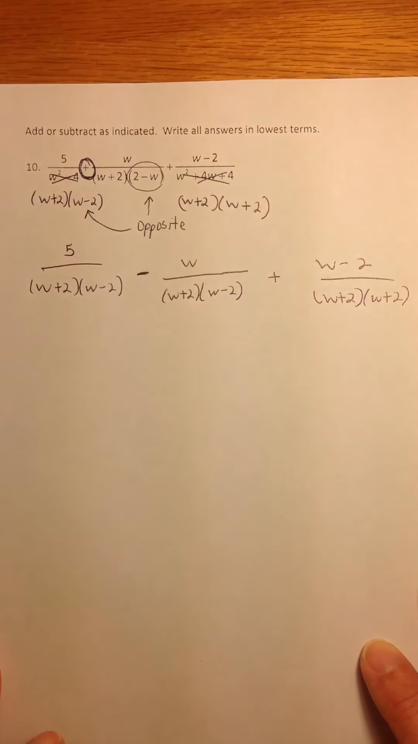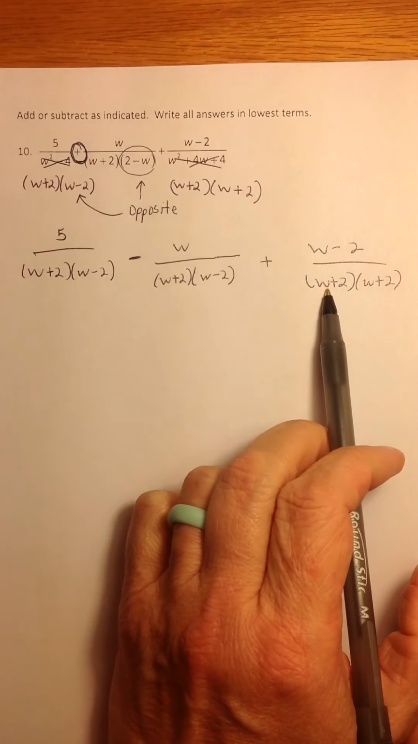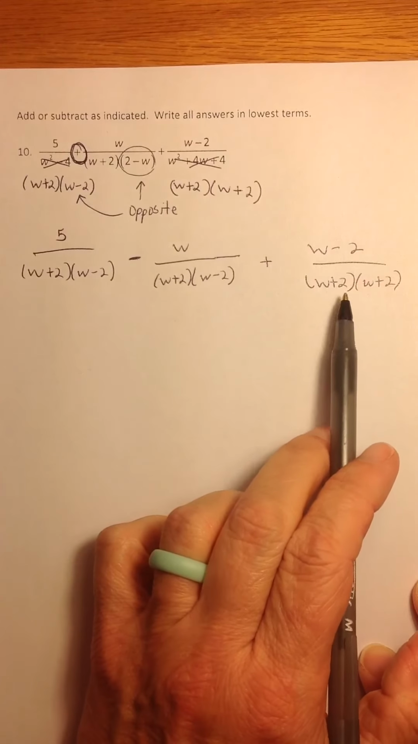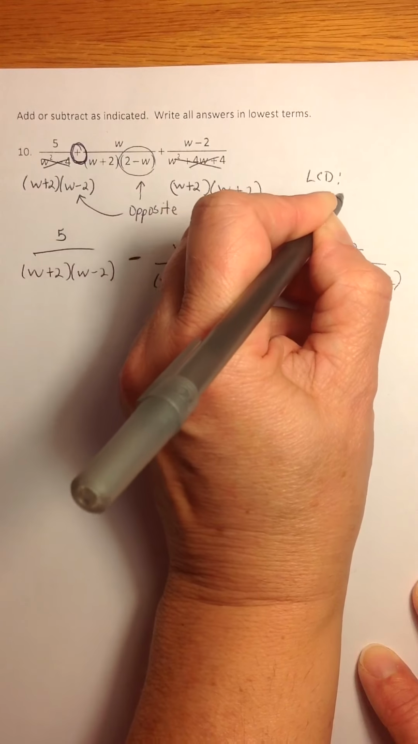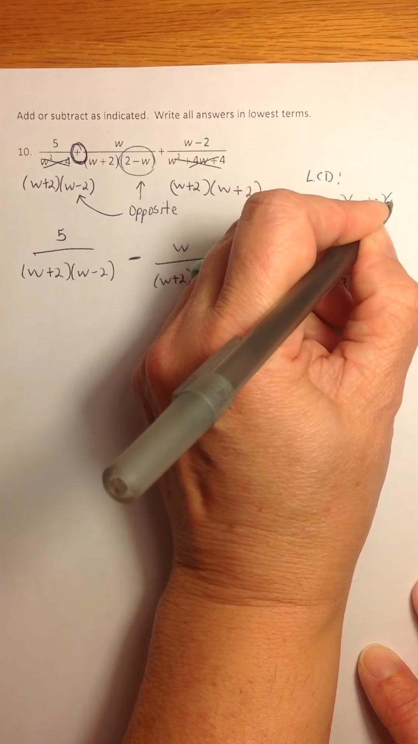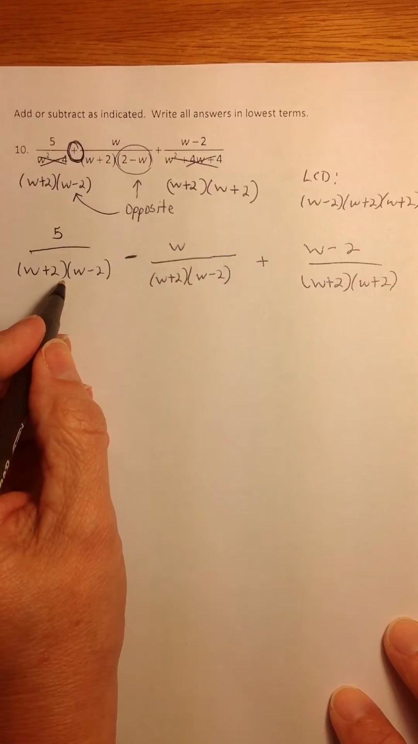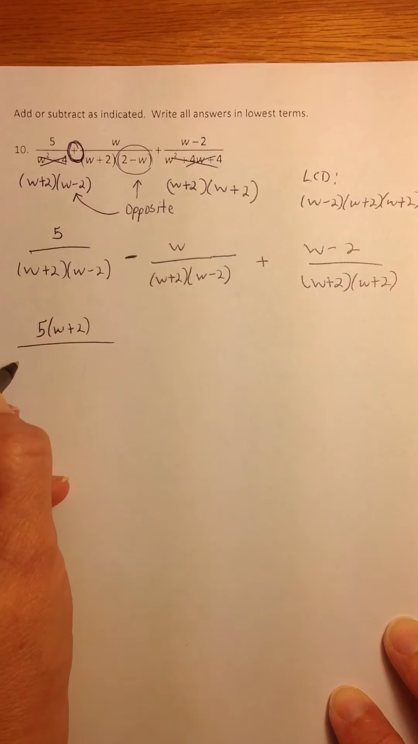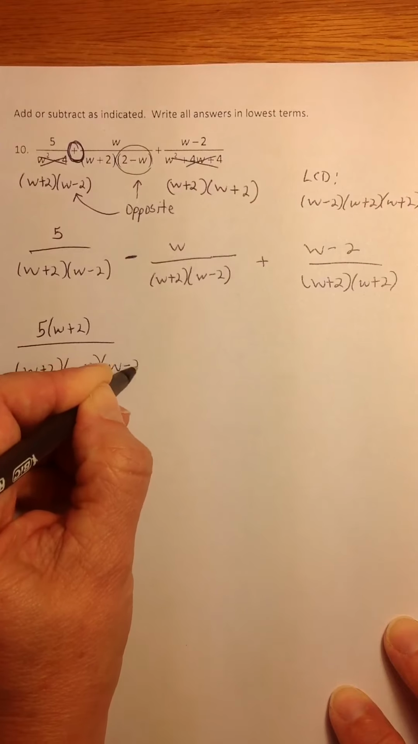and now I'm going to check for my LCD. My LCD is that this has two w plus 2's, so these need another w plus 2, and these have w minus 2, so this needs a w minus 2. So my LCD is w minus 2, w plus 2, w plus 2. So this needs another w plus 2. So I'm going to do 5 times w plus 2 over w plus 2, w plus 2, w minus 2.